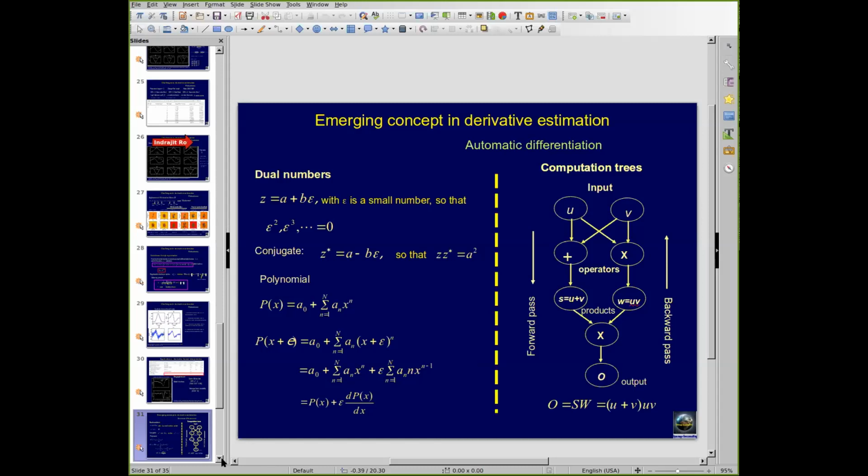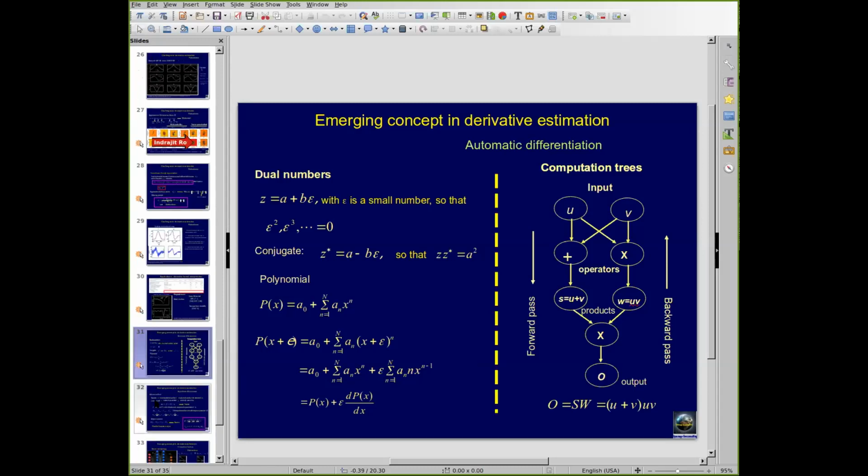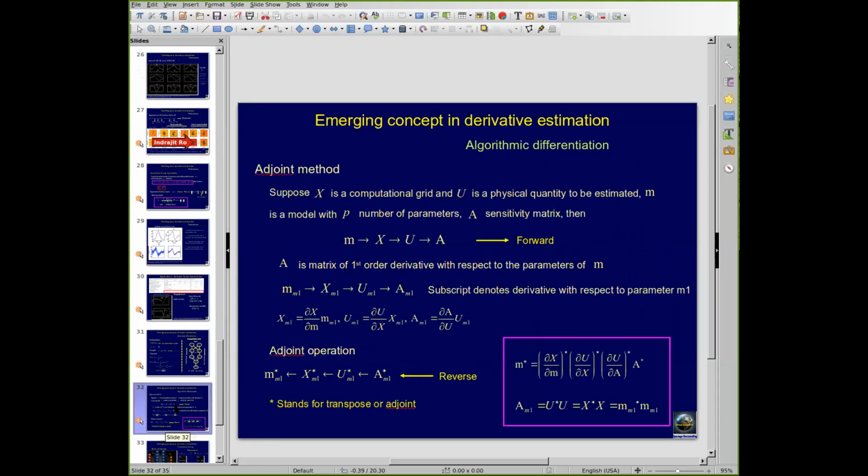This strategy is being used these days in what we call algorithmic differentiation or the adjoint method. So suppose X is any computational grid. Suppose you make a finite difference grid. Suppose you want to calculate that map and use the physical quantity to be estimated.